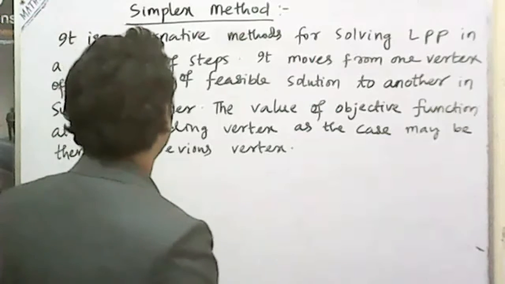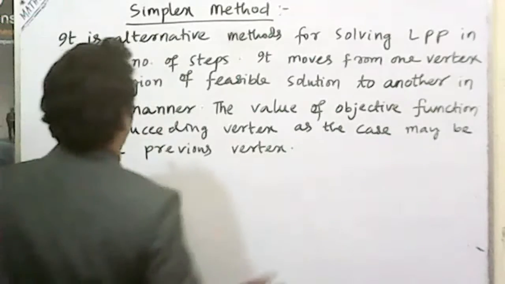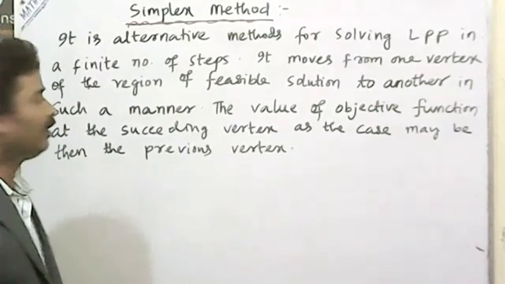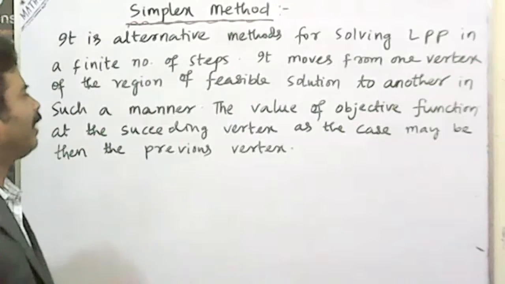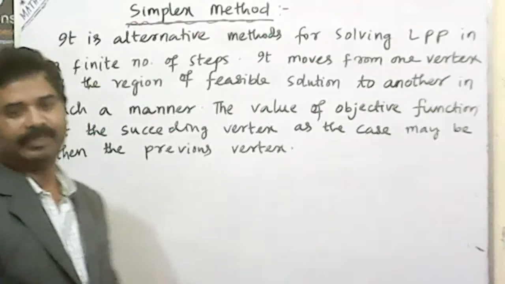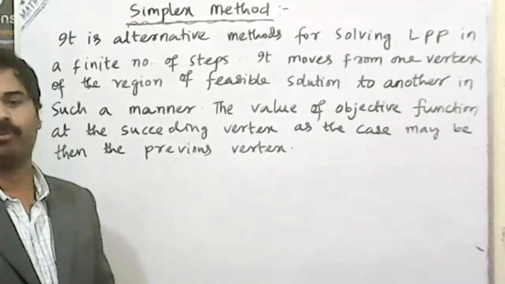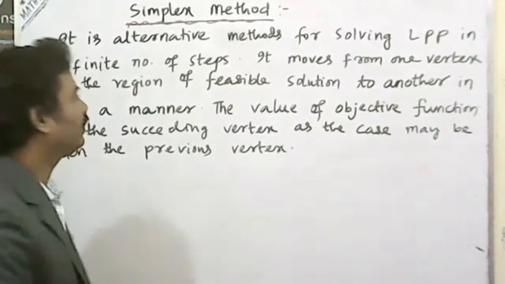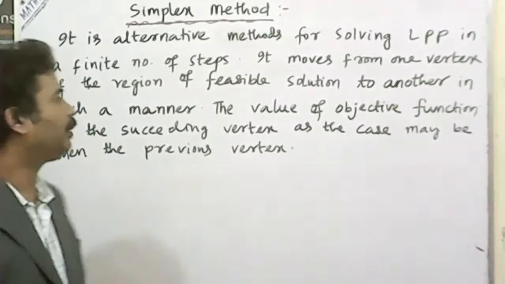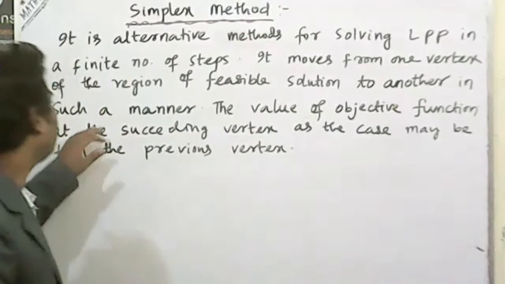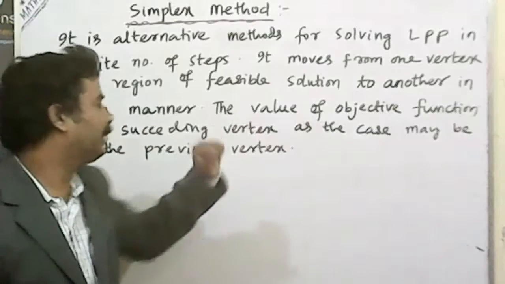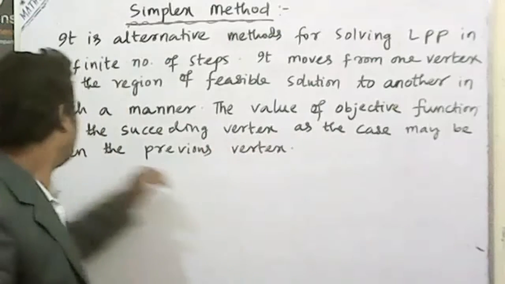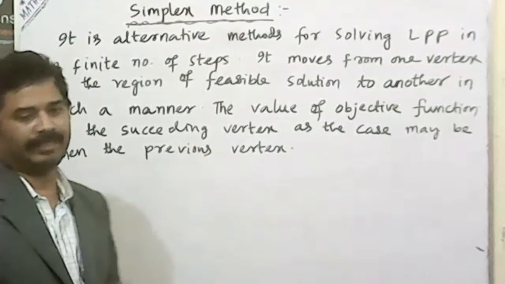I will discuss one method, that is the simplex method. It is an alternative method for solving LPP. Simplex method is an alternative method for solving LPP in finite number of steps. It moves from one vertex of the region of feasible solution to another in such a manner that the value of the objective function at the succeeding vertex is more than the previous.